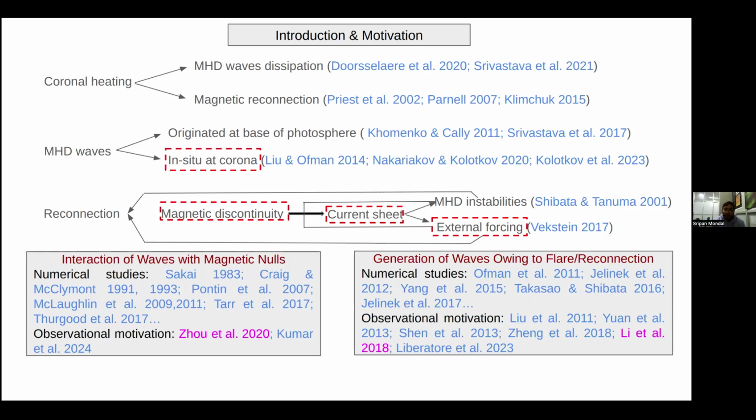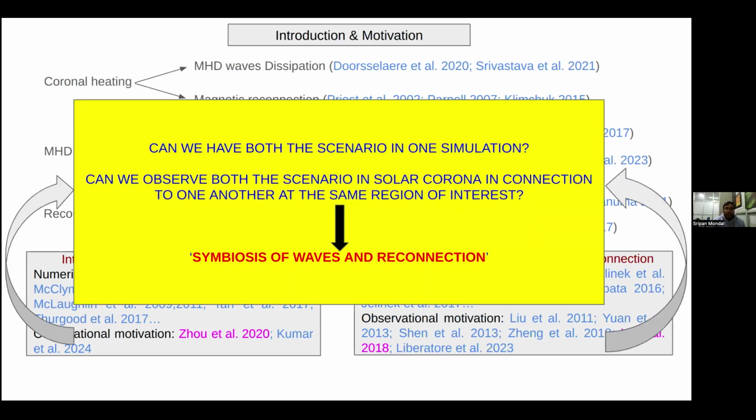So with this introduction and motivation, our aim is to find out whether these two scenarios can be achieved in one particular simulation, and moreover, whether we can observe both scenarios in the solar corona in connection to one another at the same region of interest. We call this the symbiosis of waves and reconnection, which means that waves and reconnection are happening in contention to each other, at the expense of each other. That's why we termed it symbiosis.